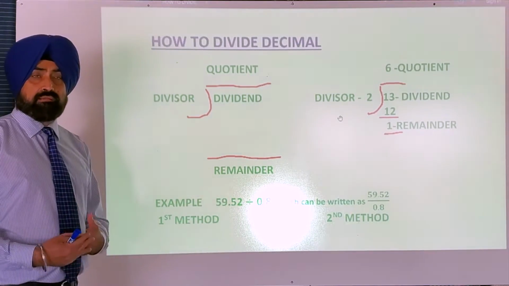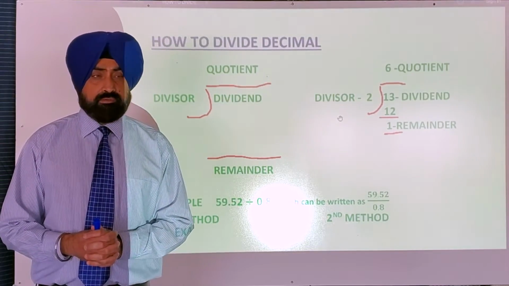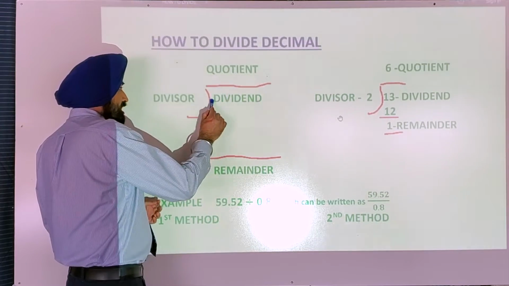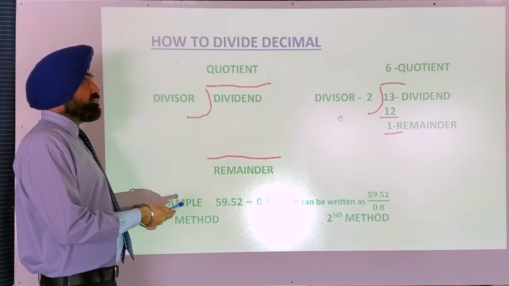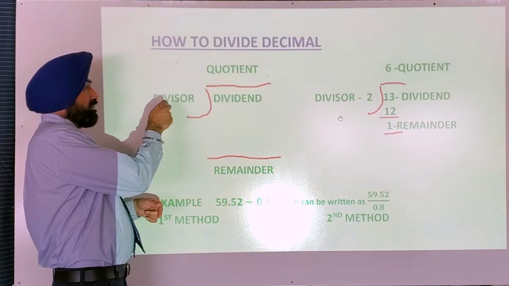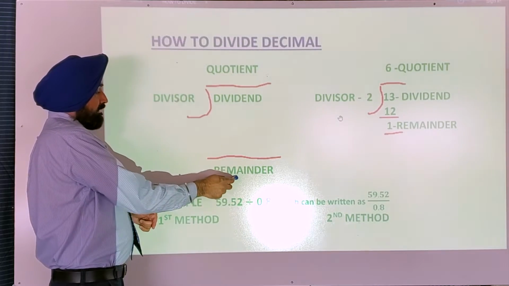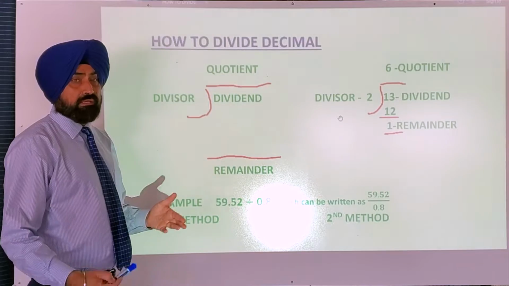Before that, let's see what is the meaning of dividend, divisor, quotient and remainder. When we divide any number, the number which goes inside this bracket is called the dividend, and the number by which we divide is called the divisor. The answer we get is the quotient, and after dividing, either we get 0 or a certain number that we cannot divide further.